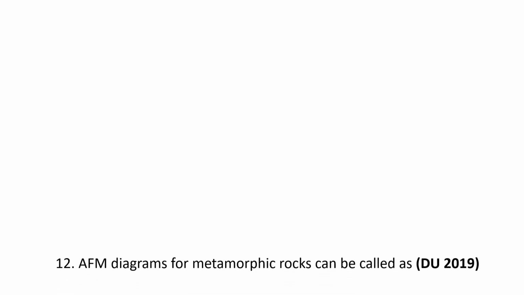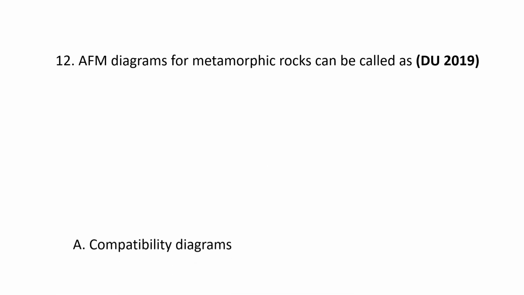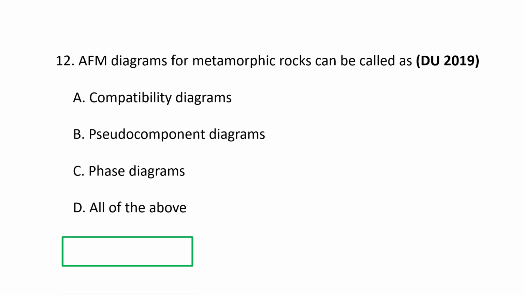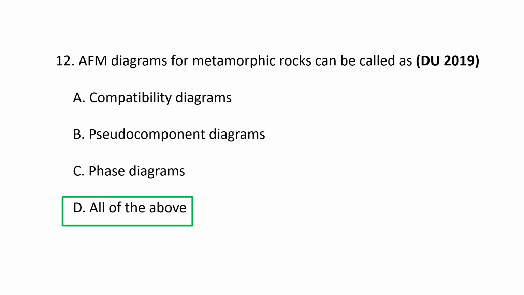Next question. AFM diagrams for metamorphic rocks can be called as A. Compatibility diagrams, B. Pseudo-component diagrams, C. Phase diagrams, and D. All of the above. AFM diagrams for metamorphic rocks can be called compatibility diagrams, pseudo-component diagrams, and phase diagrams. So D is the correct option.